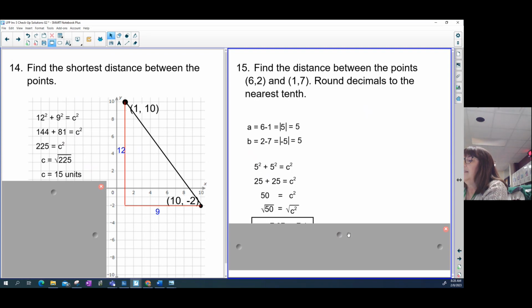You get the square root of 50 is equal to the square root of c squared. And that is about 7.1. It came out to 7.07. This seemed to be one of the ones that a lot of people had a hard time rounding properly. So 7.07 rounds to 7.1. That's the nearest tenth, 1 decimal place.